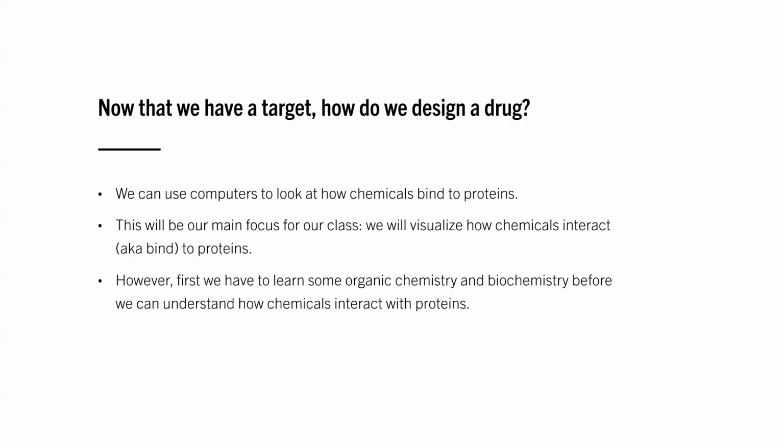Now that we have a target, how do we actually design a drug? Now we can use computers to look at how chemicals bind to proteins. This will be our main focus for our class. We'll visualize how chemicals interact with and bind to proteins. Now, in order to do that, we have to learn some organic chemistry and biochemistry before we can understand how chemicals interact with proteins. So if any of this has been daunting, I want you to know that we're going to be easing through this. That phrase organic chemistry or biochemistry might be intimidating, but I'm going to give you the tools and the basic information that you need in order to work through this.